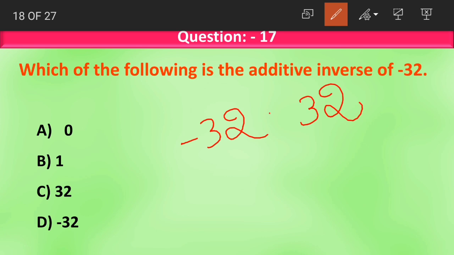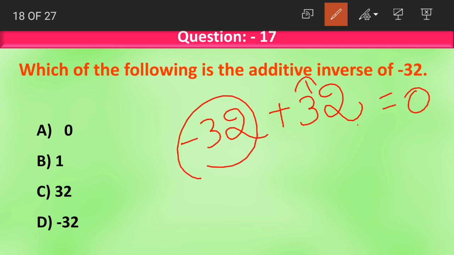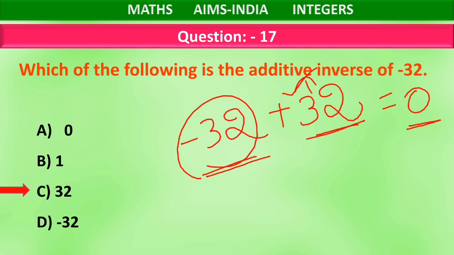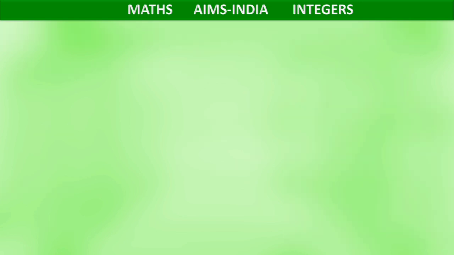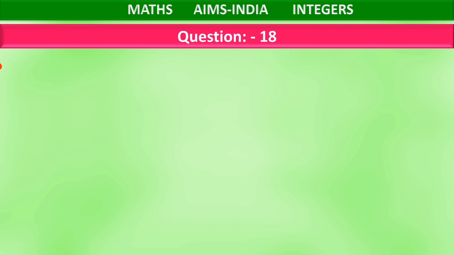And how do we check whether our answer is correct or not? When we add a number and its additive inverse, the answer should be 0. 32 minus 32 is equal to 0, right? So when we add a number with its additive inverse, its answer should be 0. So here 32 is the additive inverse of minus 32. Option C.